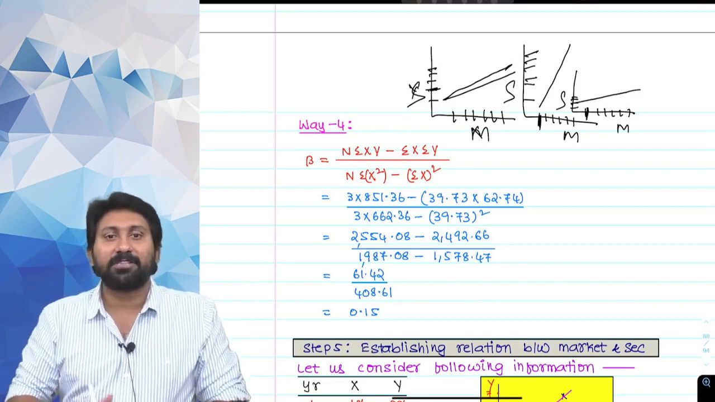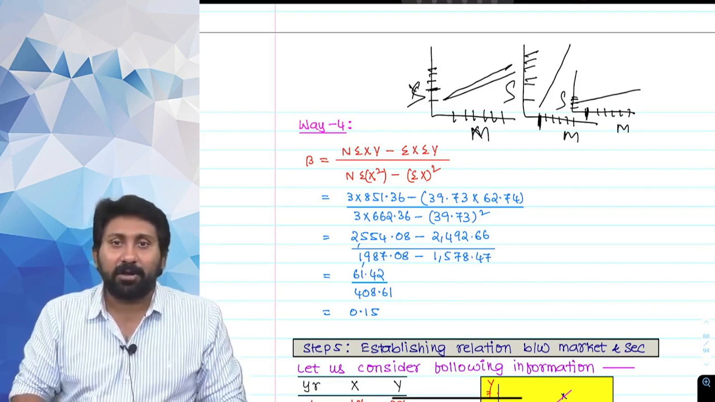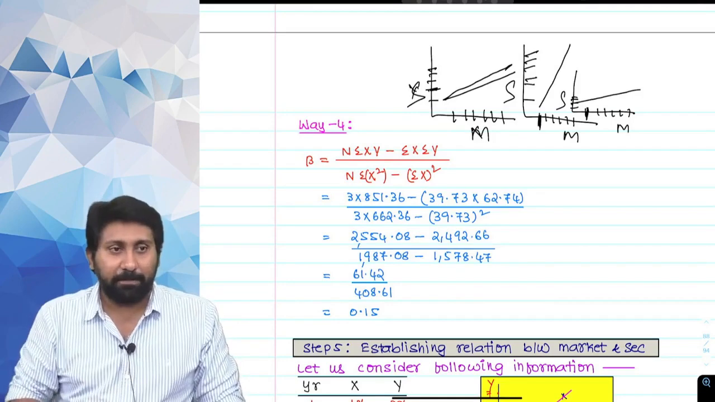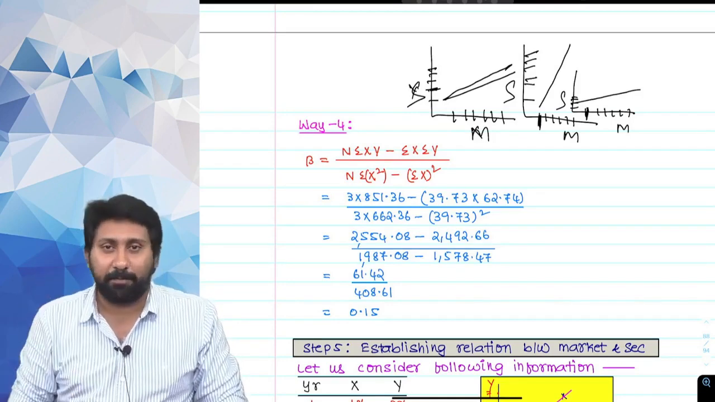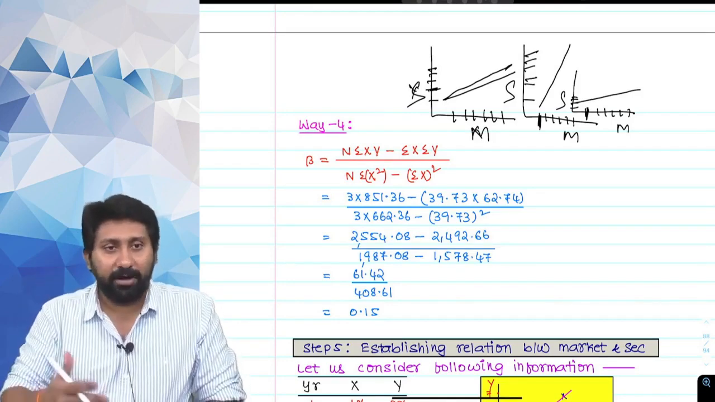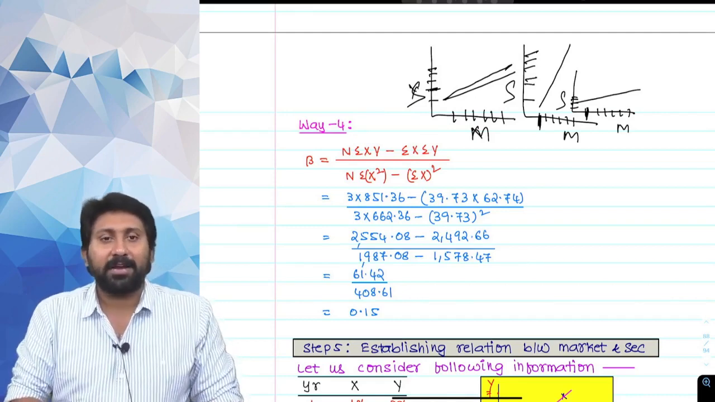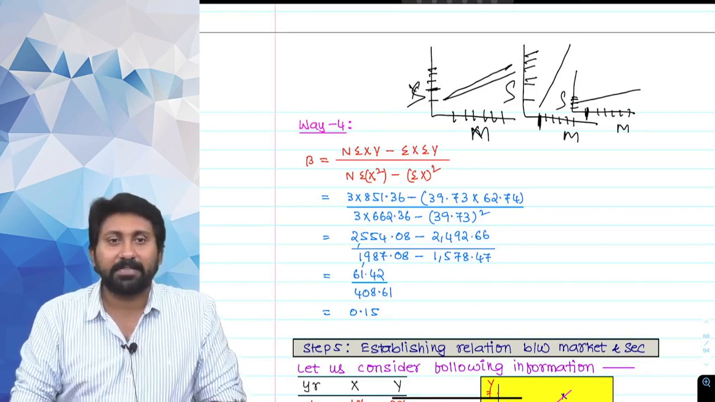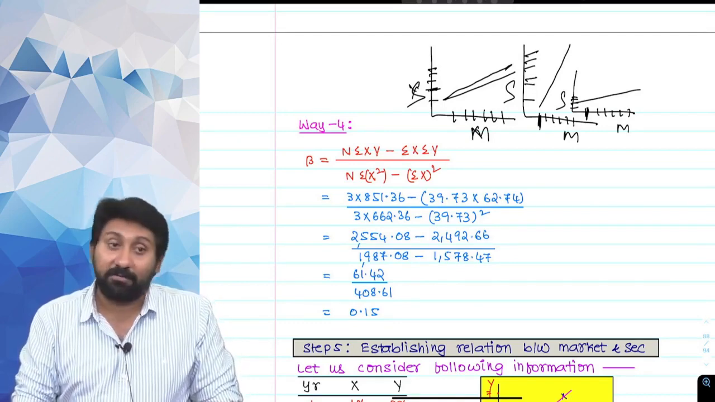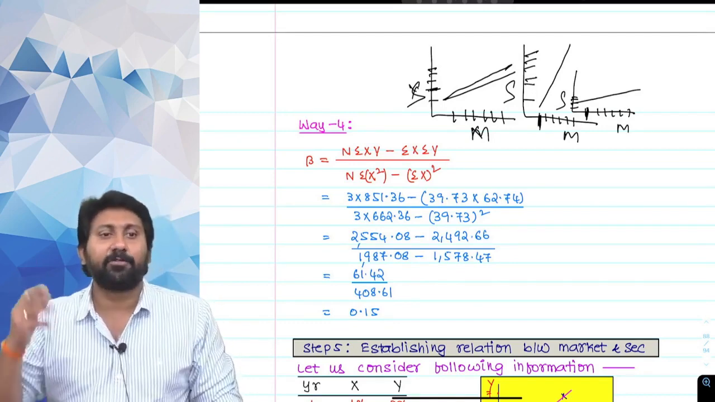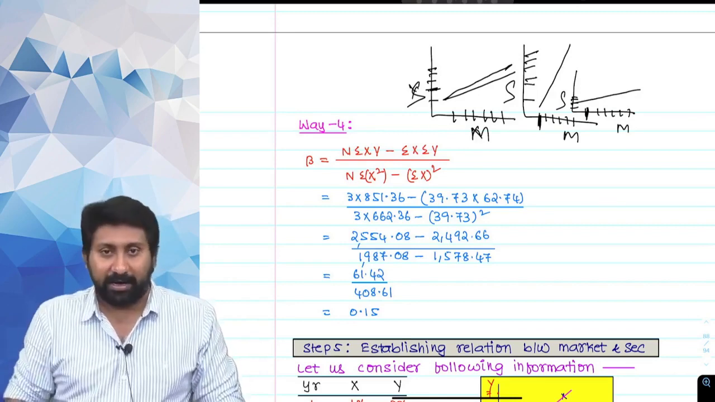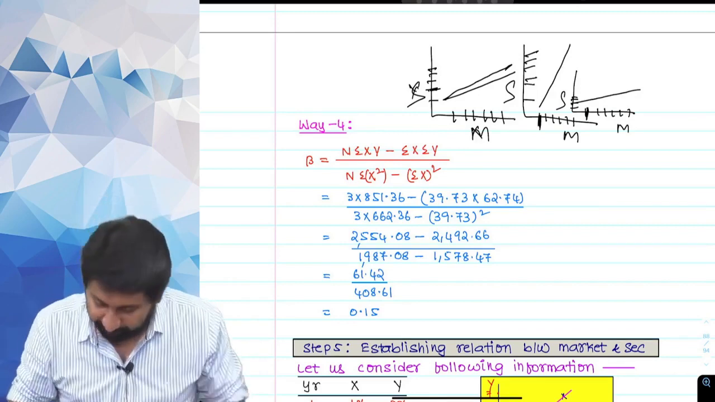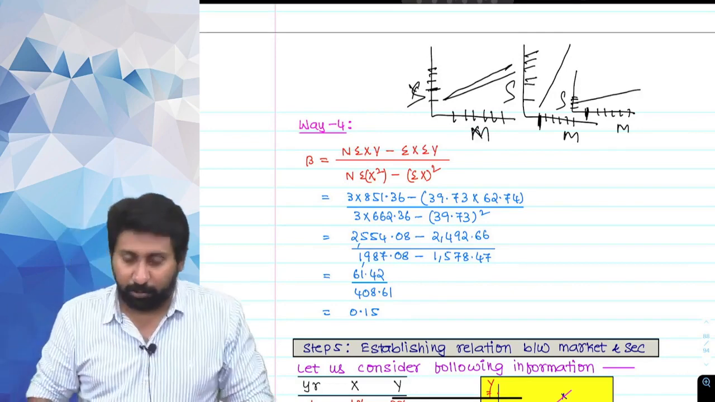Like in the present case, what is the beta? 0.15. It means when the market changes by 1%, my security will change by 0.15%. Or if the market rises by 10%, I will rise by 1.5% only. That means in one case I am overreactive to the market, in another equally reactive like the market, and here least reactive to the market. So that's the answer that we can put out.